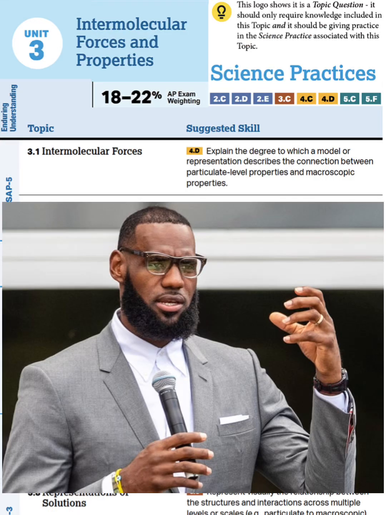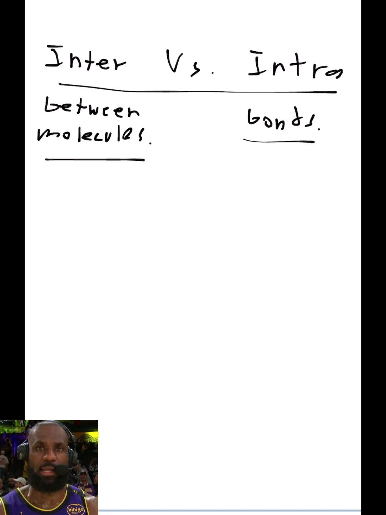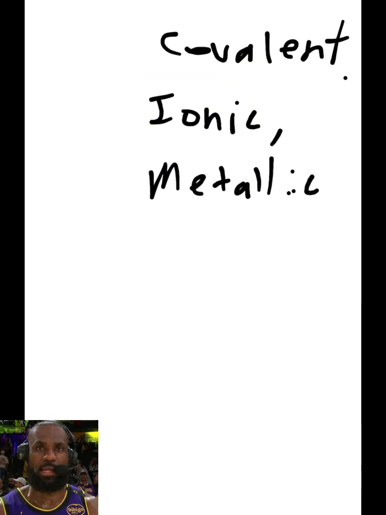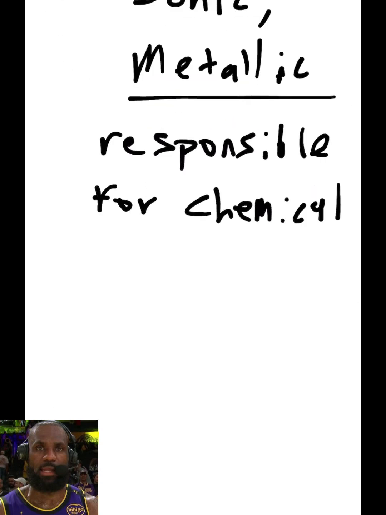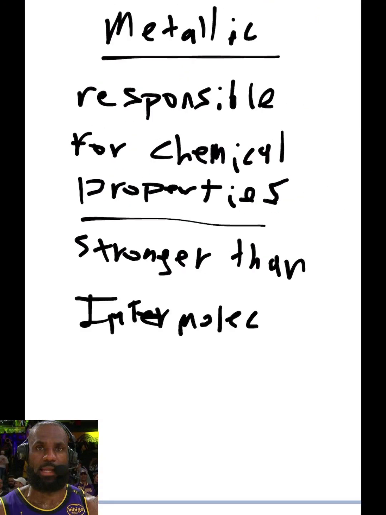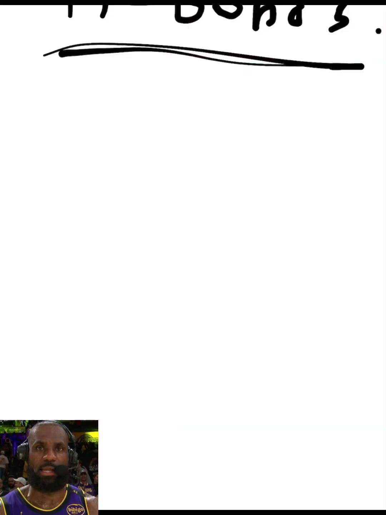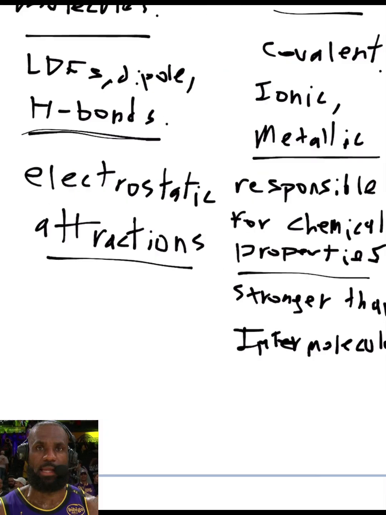Hey y'all, this is Unit 3 of AP Chemistry. The first thing you have to know before entering this unit is that intermolecular forces are attractive or repulsive forces between molecules, while intramolecular forces are bonds within a molecule. Covalent and ionic bonds are intramolecular forces. And there are three types of intermolecular forces: London dispersion, dipole-dipole, and the strongest, hydrogen bonds.